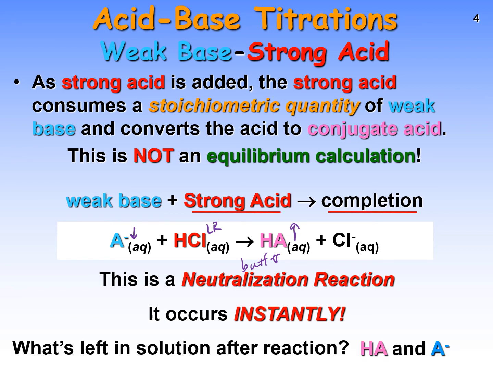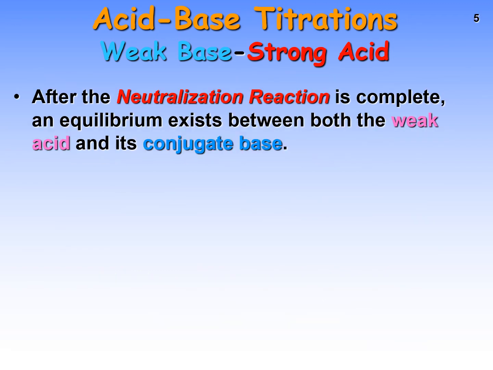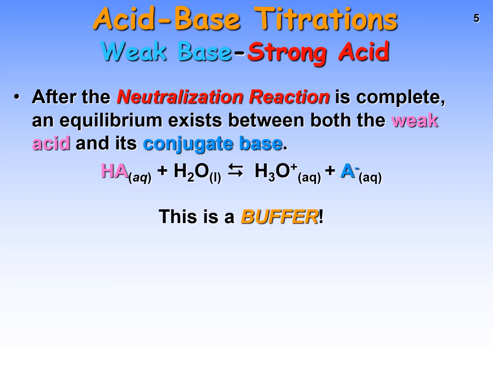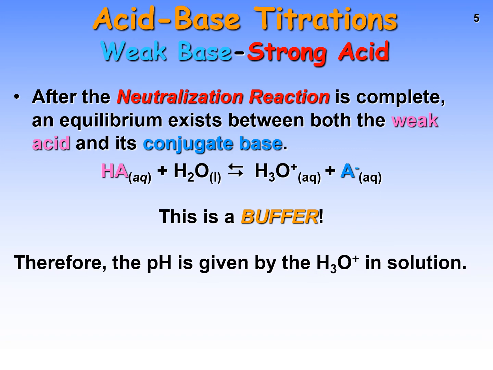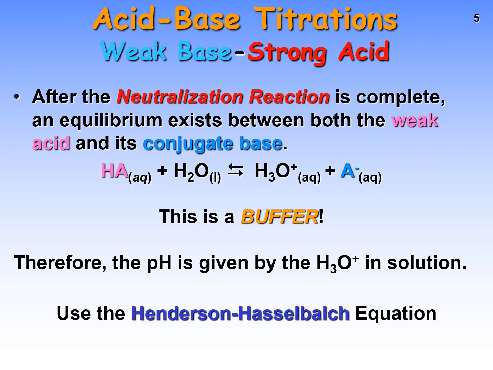So what's left in solution? We have both HA and A minus present. This means we have a buffer. So after the neutralization reaction is complete, an equilibrium is going to exist between both the weak acid and its conjugate base. And since we have a buffer, we can use Henderson-Hasselbalch to solve the problem.